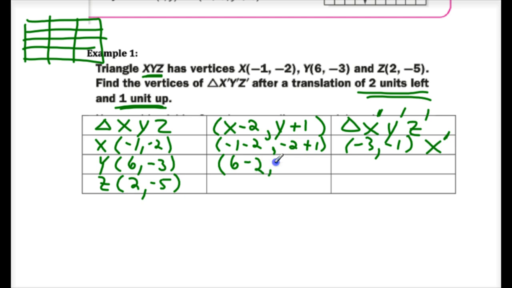I'm going to take -3 and add 1. And that will be y prime. Anybody think they got the coordinates of y prime yet without graphing it? Go ahead, Trace. What'd you get? 4, comma, -2. Awesome. That's what I got.